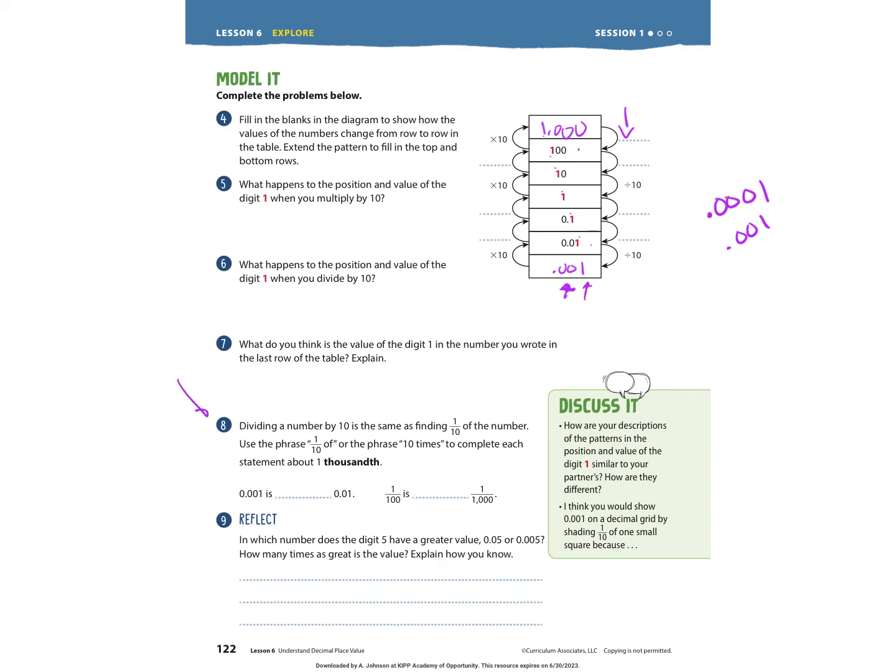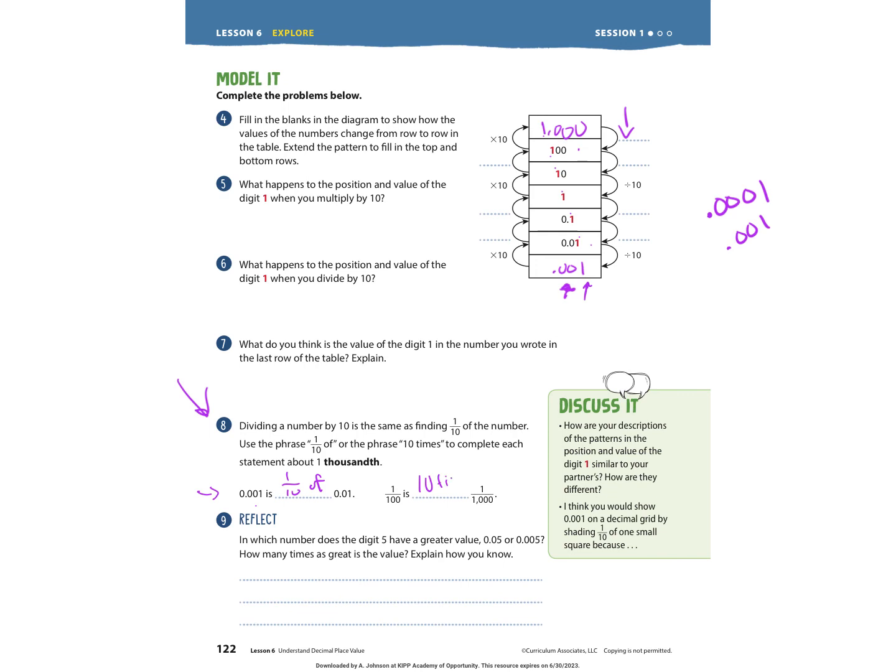And then number 8, this is a big idea also, understanding that dividing by 10 and finding 1/10 are the same thing. So to complete this, and this is why it's really important to say numbers correctly, because 1,000th is 1/10 of 100. So we would write it 1/10 of, and then 100th is 10 times 1,000th.